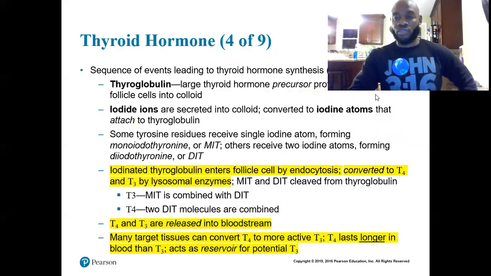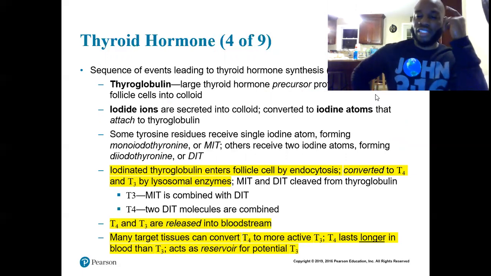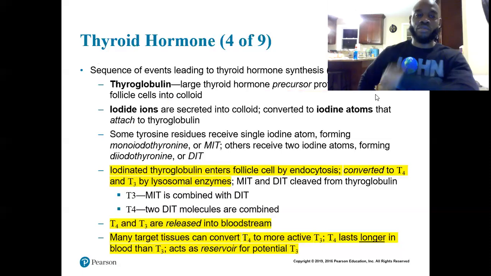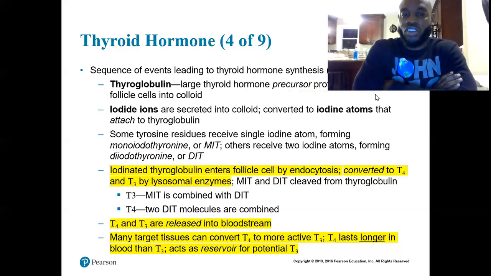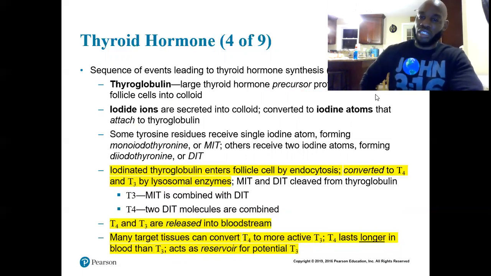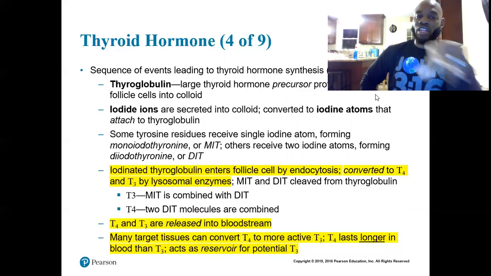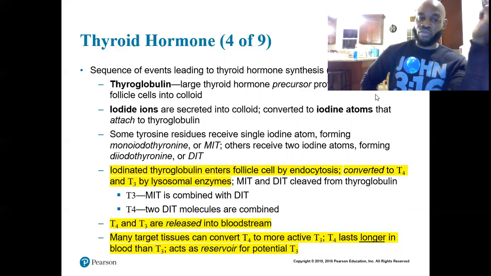But how does this process happen? I don't need you to know every step here, but what we have is thyroglobulin, which is the large thyroid hormone precursor protein, right? You have iodide ions secreted into the colloid, converted into iodine atoms that attach to thyroglobulin. So thyroglobulin and the iodine, notice that those two are very important. They come together. Skip down to the fourth bullet point.